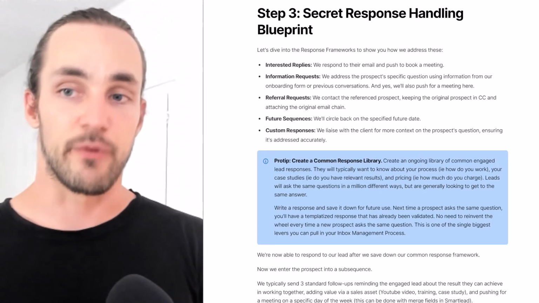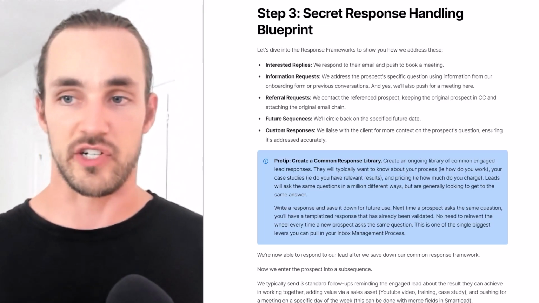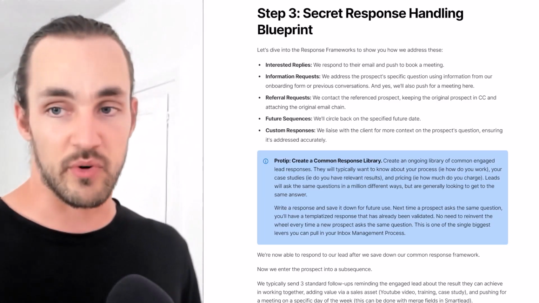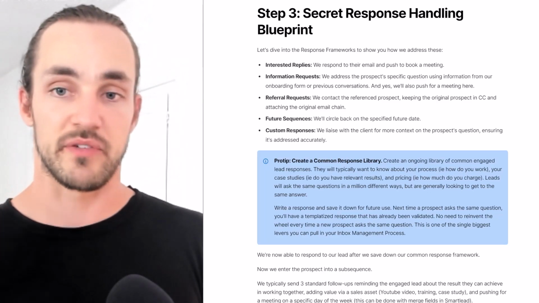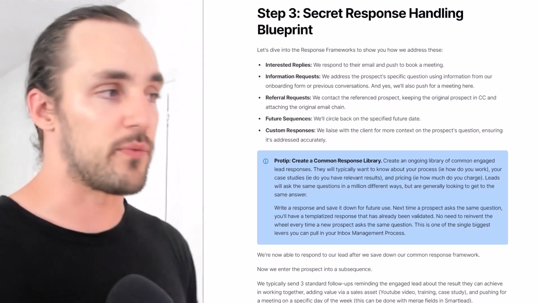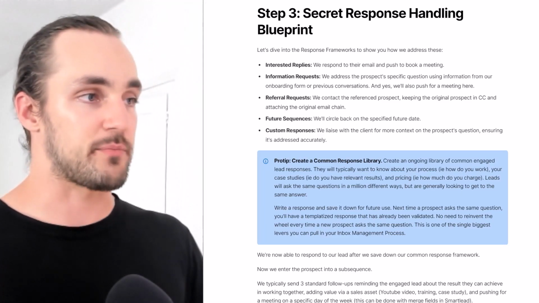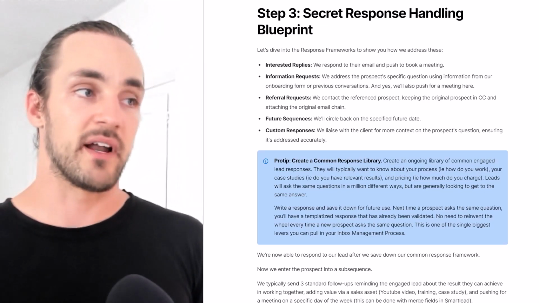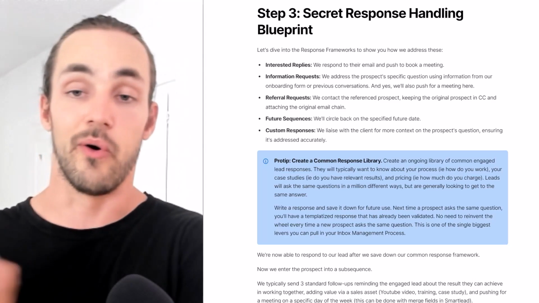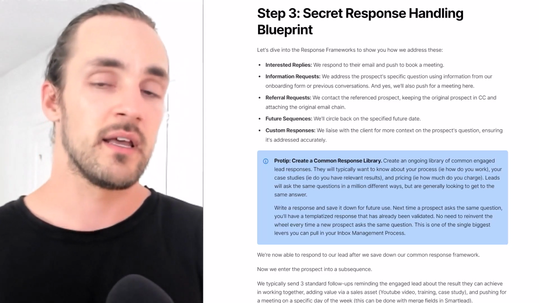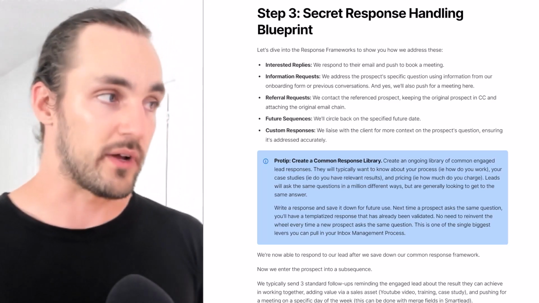From there, we have information requests. This is where we're going to address the prospect's specific question using information from our onboarding form or previous conversations with the client. And we're also going to push for a meeting here. Then referral requests. We're going to contact the referenced prospect, and we're going to keep that original prospect in CC, attaching the original email chain just to make sure that they're totally kept in the loop on the context. That's a really helpful way to convert those leads relatively quickly.